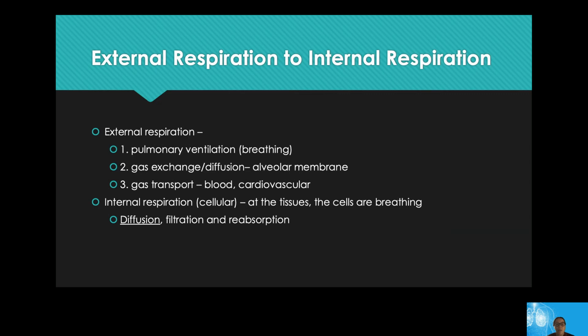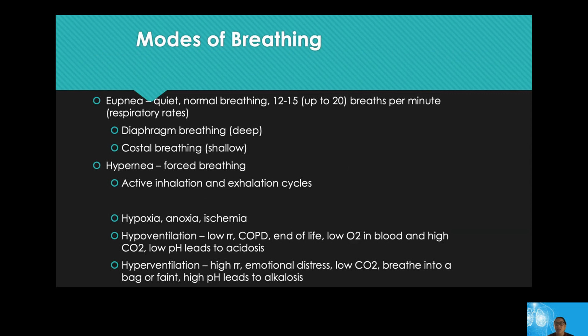Now, the concepts of respiration have to start with pulmonary ventilation. And going to the lungs, we want to make sure you're familiar with the way that pulmonary ventilation is achieved. So right off the bat, the types of breathing. The first type of breathing an individual can have is eupnea. That's just quiet, normal breathing. That's about 12 to 15 breaths per minute, and it's measured as a respiratory rate.